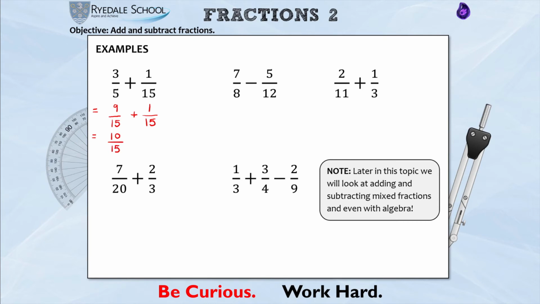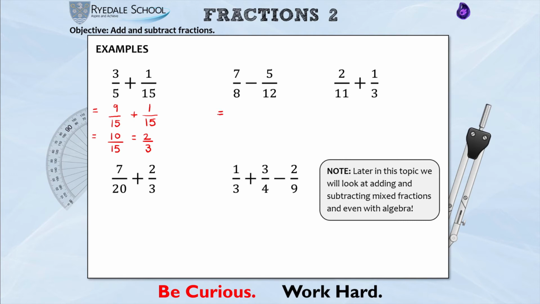Now always look at your final answer, because if there's an opportunity to simplify that fraction, you should be trying to do that today. What does 10/15 simplify to? Well, these are both in the 5 times table, so I can divide both numbers by 5. So the answer to that one is 2/3.